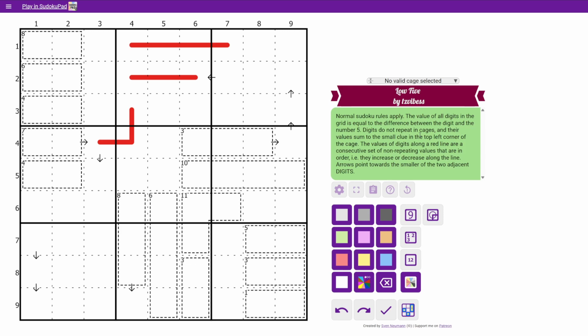The values of digits along a red line are a consecutive set of non-repeating values that are in order, i.e. they increase or decrease along the line.